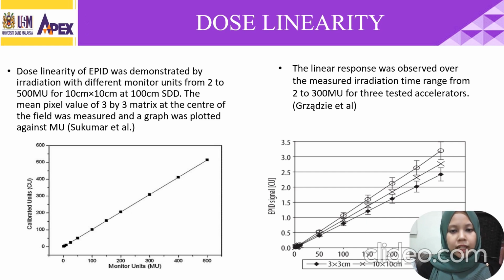Throughout this study, the linearity of dose was also studied. The linear response was observed over the measured irradiation range from 2 up to 300 MU for three tested accelerators. The graph on the right illustrates that EPID responds as a function of dose for different square field sizes, averaged over three measurements. So in conclusion, from both figures in these slides, we can say that when the monitor unit increases, the EPID calibrated unit CU also increases.